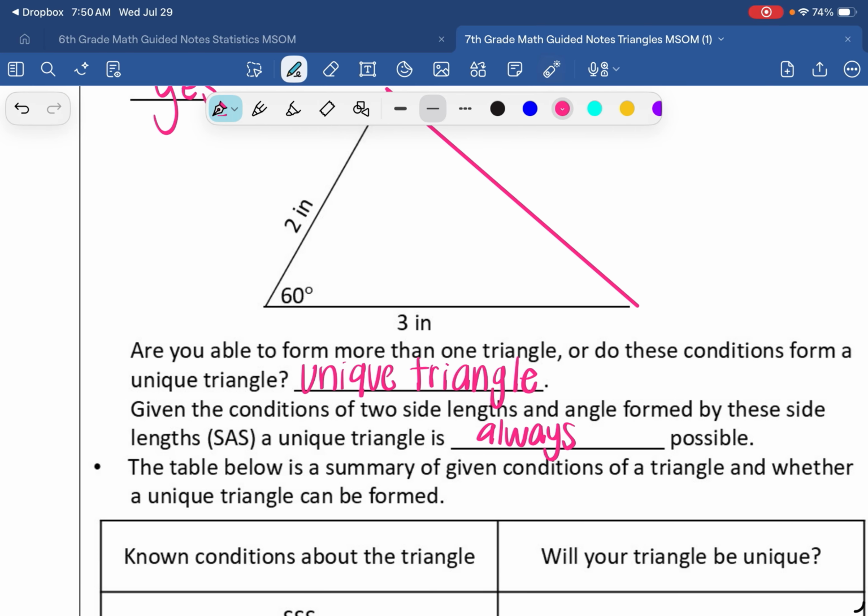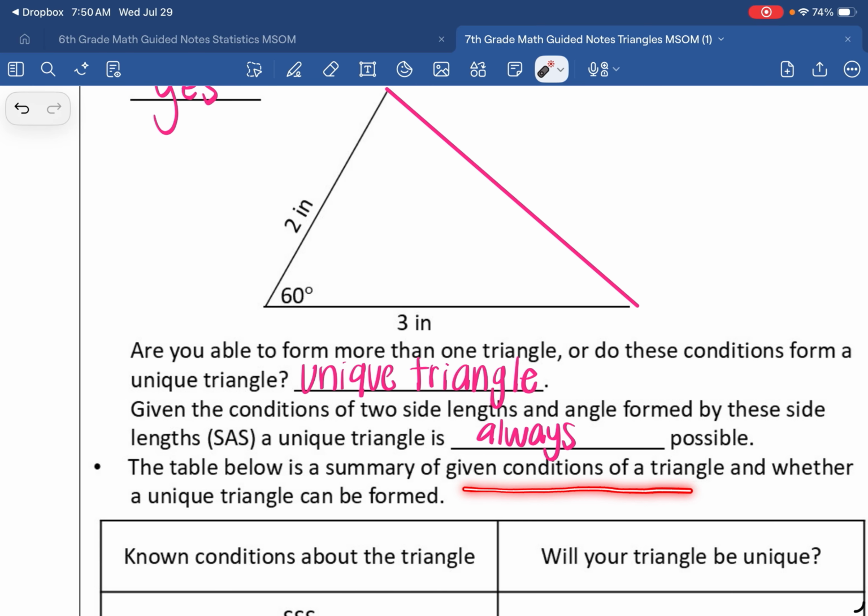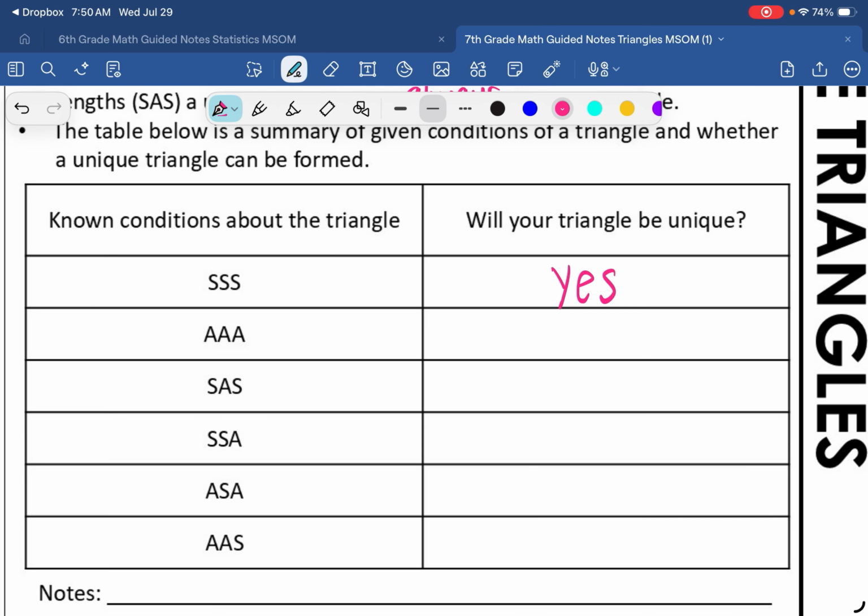The table below is a summary of given conditions of a triangle and whether a unique triangle can be formed. So I'm given three side lengths, assuming they can form a triangle, they will be unique. Three angles, assuming they sum to 180 degrees, but they will not be unique. I can make that bigger or smaller. If I'm given a side and an angle in the middle and then a side, yes, that will be unique. And if I'm given two angles, a side in the middle, and then an angle, that will be unique.